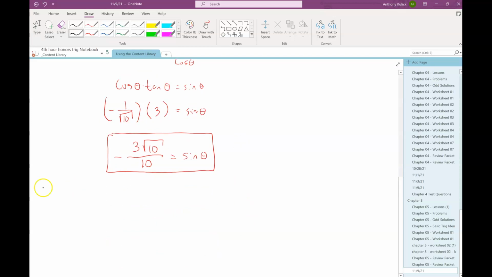So that's one type of problem you'll be working on in section 5.1. More so, though, what we'll be spending time on in section 5.1 is doing simplifying problems.